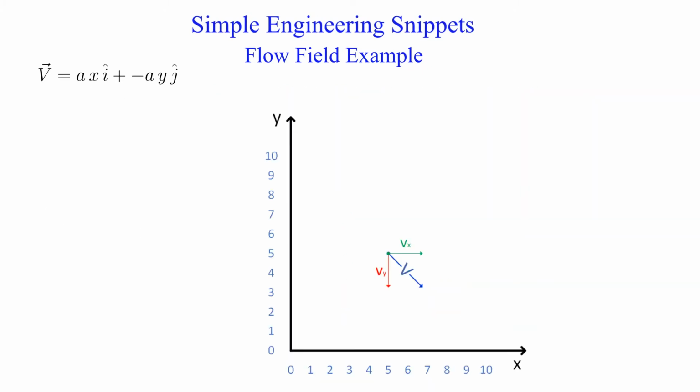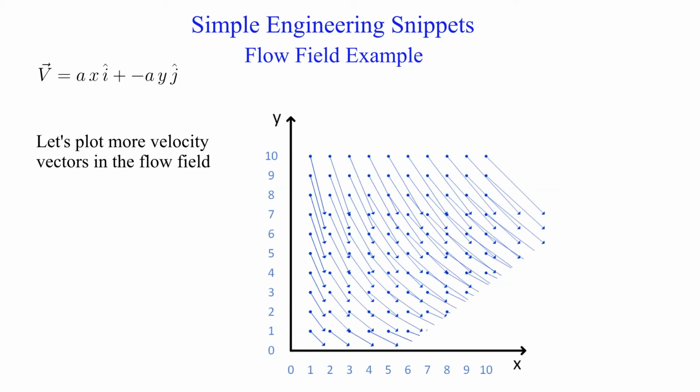One point isn't very interesting or revealing. Let's plot more velocities in the xy plane. This is a bit more illustrative. It looks like the flow is coming down from the positive y direction and then turning into the positive x direction. Now let's proceed to part B and determine the equation for the streamlines.